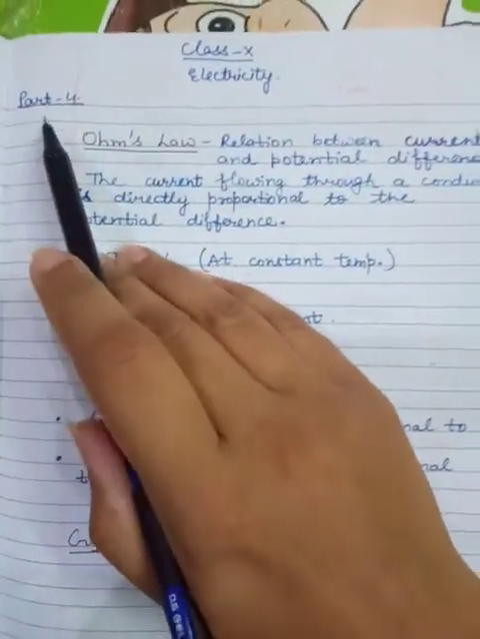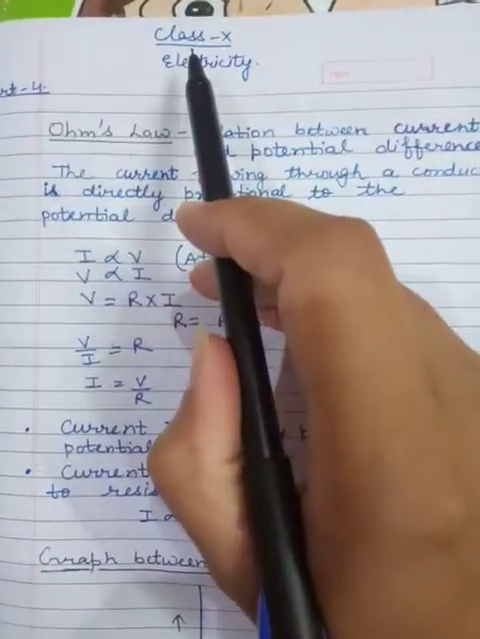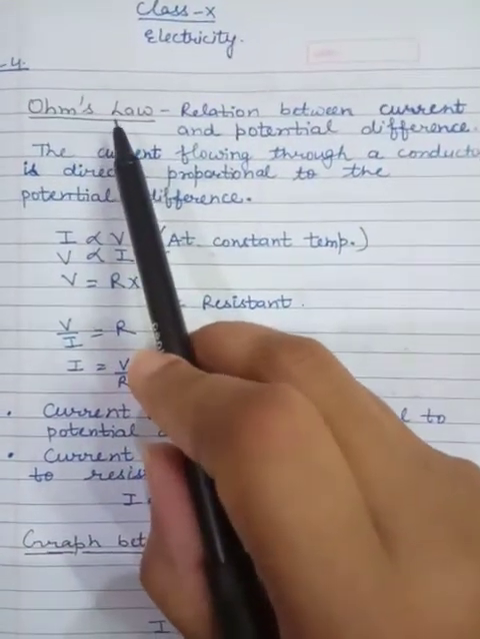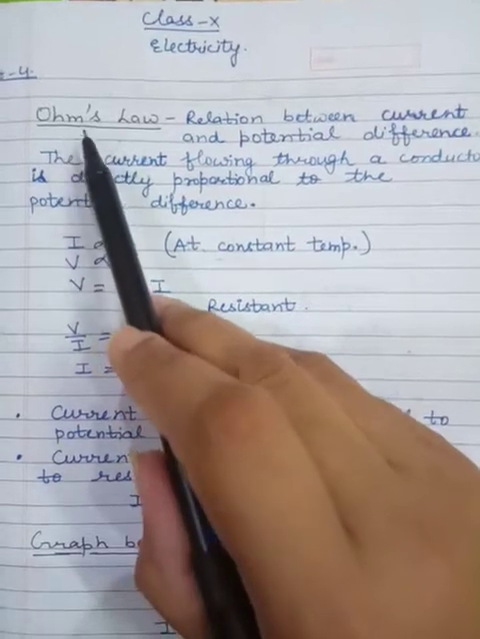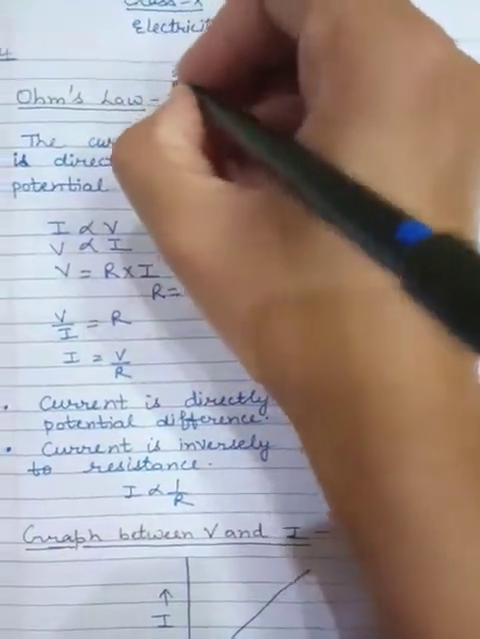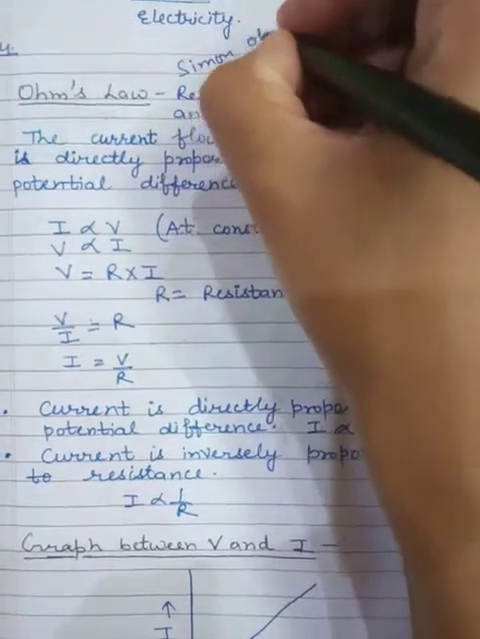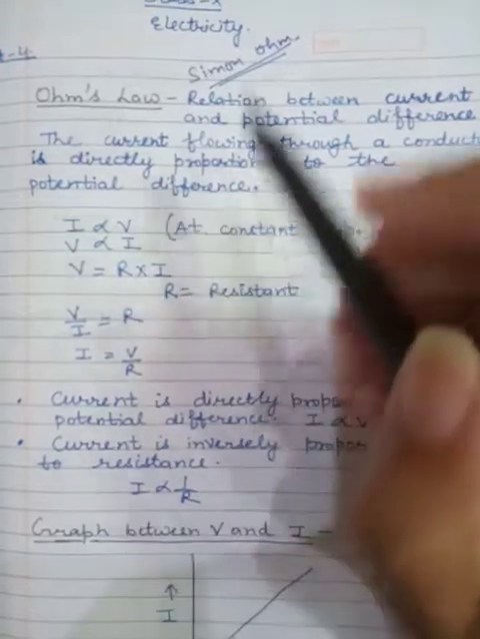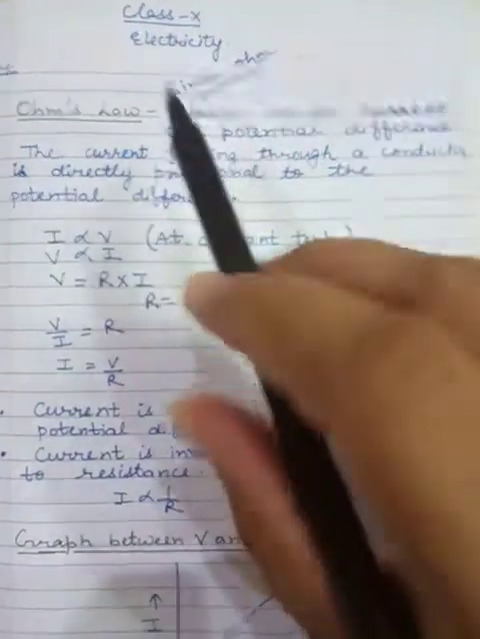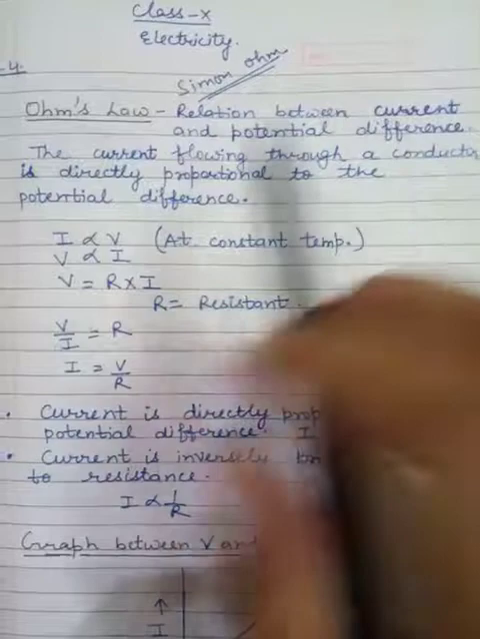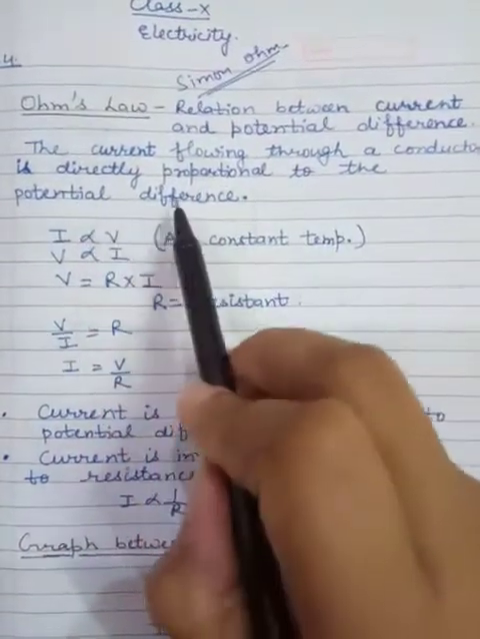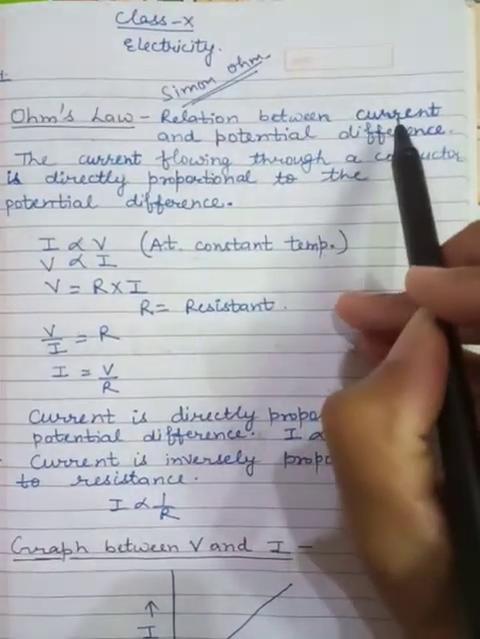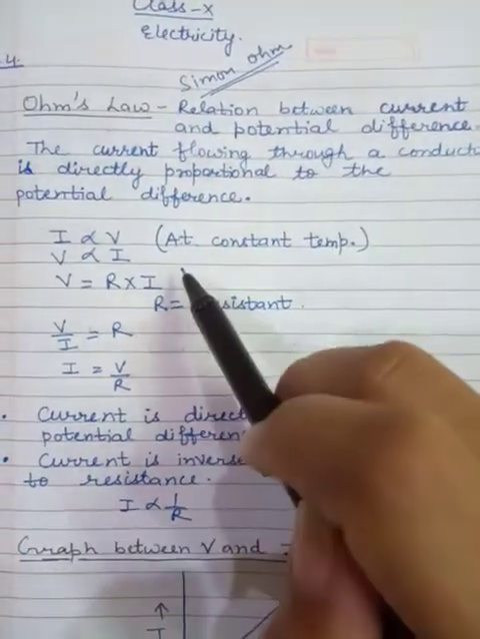Today, this is the fourth part of the chapter Electricity for class 10th, and we are going to discuss Ohm's law. This law was given by the scientist George Simon Ohm, and that is why it is called Ohm's law. According to this law, the current flowing through a conductor is directly proportional to the potential difference. So this law provides the relationship between the current and potential difference.